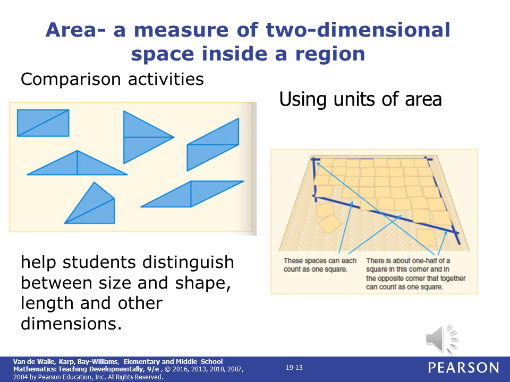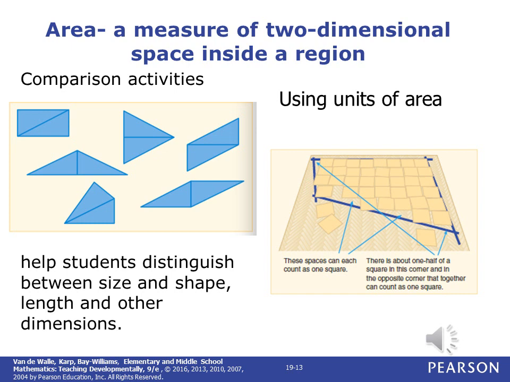In 5th grade, students move to volume of 3D shapes, and then in 6th grade they'll explore surface area, and then 7th grade they start to explore circles. Comparing area measures is a bigger conceptual challenge than comparing length measures because areas come in a variety of shapes. It's not as direct as just comparing length of two objects. Comparison activities with areas should help students distinguish between size and shape, length, and other dimensions.